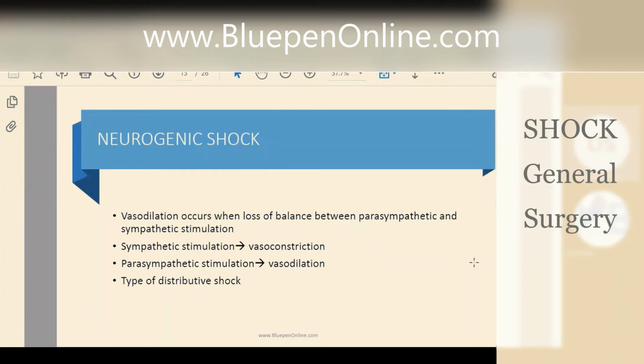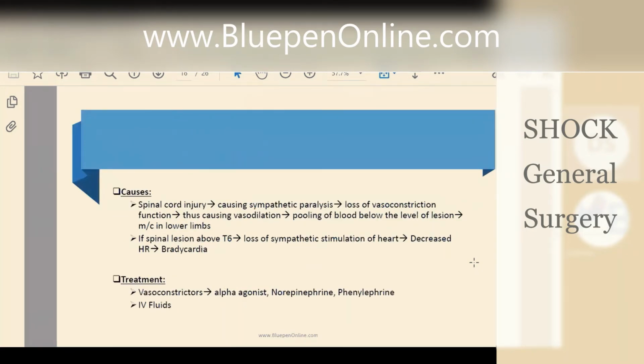Sympathetic stimulation is cut off when there is a spinal cord injury. So it's a type of distributive shock, because the blood is distributed between two parts of the body, above the site of the lesion and below the site of the lesion. In neurogenic shock, at the time of spinal cord injury, the nerve is injured, for example at the level of T6, the thoracic 6 vertebra or the thoracic 6 spinal cord level.